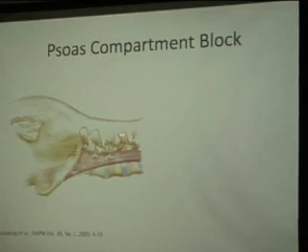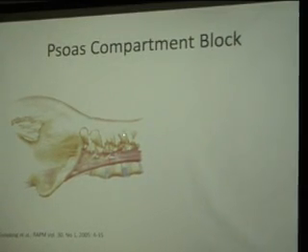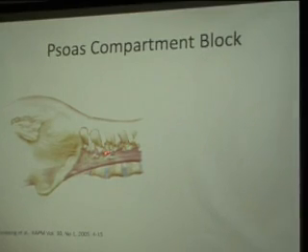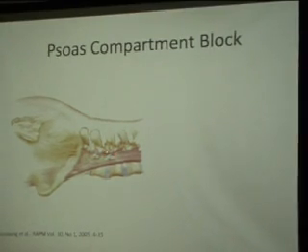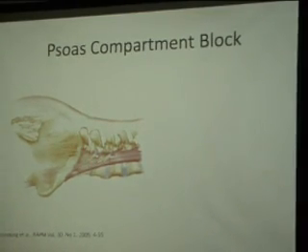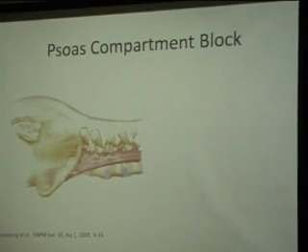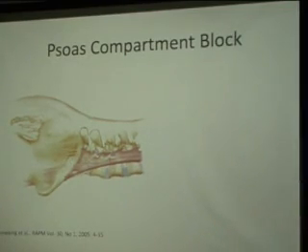The lumbar plexus, this is a patient in a prone position. The lumbar plexus, as I said, is formed from L2 to L3 or L4. As the ventral rami come out, they join together and form this plexus in the substance of the psoas muscle. And that's why it's called the psoas block, or psoas compartment block.